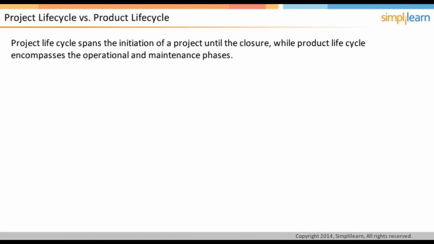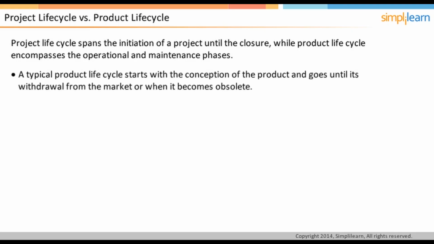Project lifecycle spans the initiation of a project until the closure of the project. The product life cycle, on the other hand, also encompasses the operational and maintenance phases. A typical product life cycle starts with conception of the product and goes until its withdrawal from the market. The withdrawal might be because it becomes obsolete or there is no further need for the product in the market.